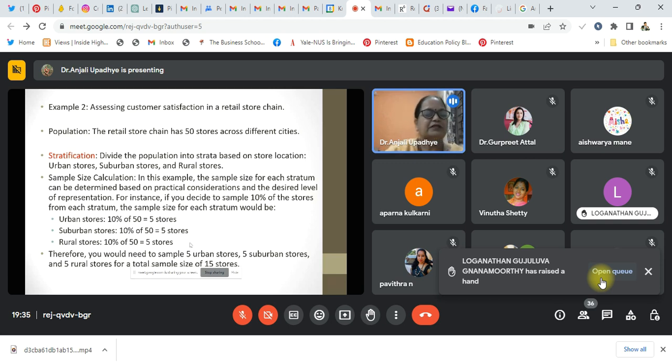Or it may be possible to use cluster sampling here also. Suppose in a cluster, more retail stores are available in the urban area. Then take a higher percentage, 20% of the 50 stores over there in an urban area. In this way, you can divide the clusters also in a stratification.